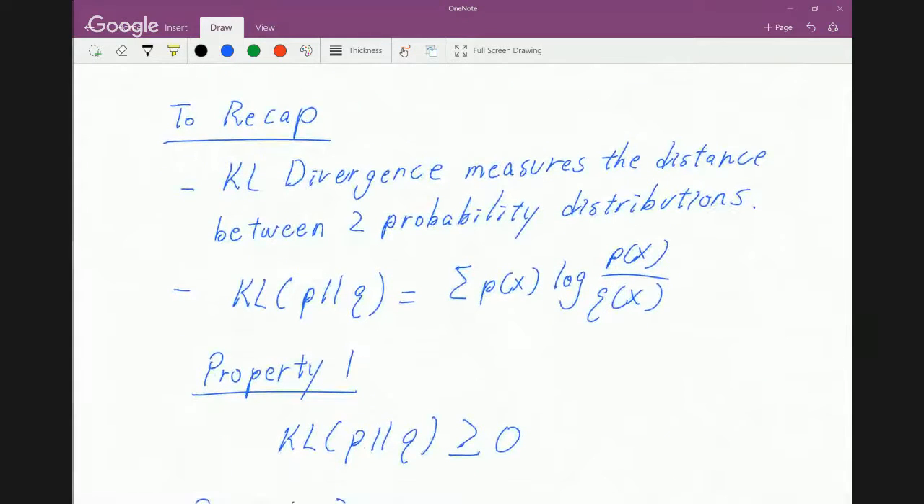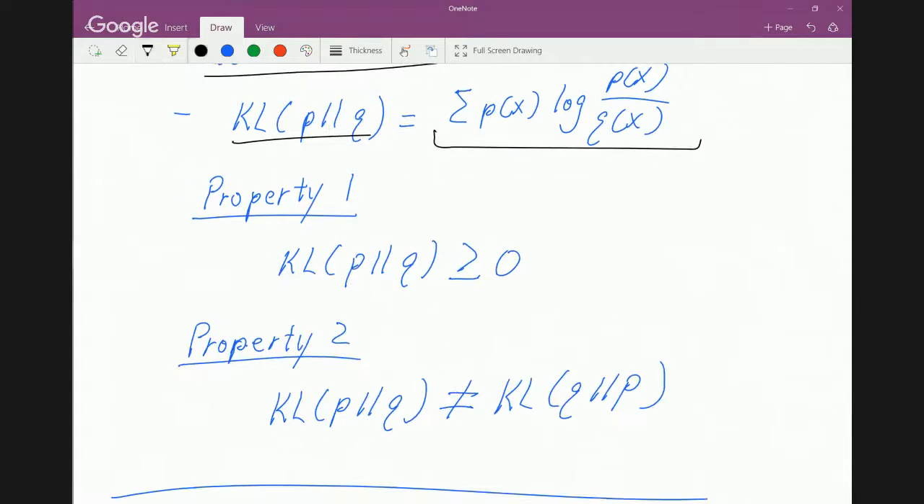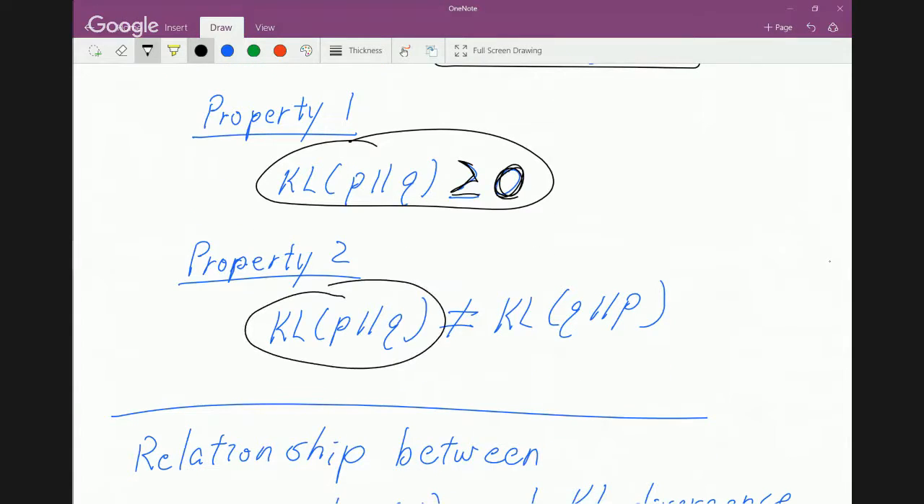Now I want to recap. To recap, the KL divergence measures the distance between two probability distribution functions. KL divergence is equal to this equation, and it has two properties. Property number one is that the distance is always larger than or equal to 0. And property two says that the distance is not symmetrical. From A to B is not the same as B to A.